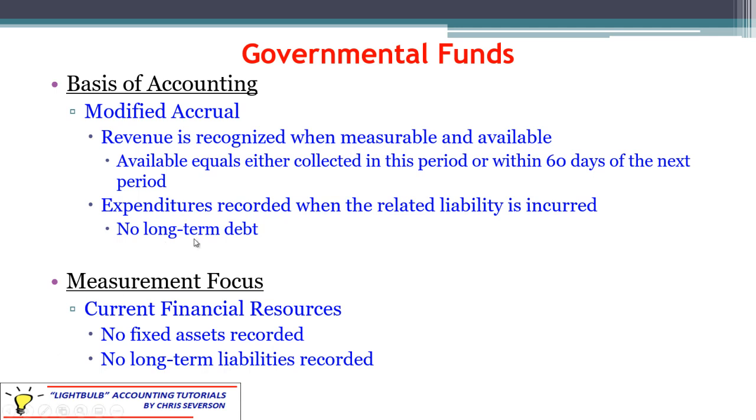Again, though, we don't report long-term debt, and as we'll see below, we also don't report long-term assets, because the measurement focus, in other words, what we're concerned with measuring for governmental funds, is current financial resources. In other words, what do we have? What assets do we have that can be spent to pay something off or buy something? Obviously, a fixed asset, you can't really spend it. A long-term investment, you can't really spend it. It's tied up. The money is tied up. You can't use it to pay off something this year. So we don't report the fixed assets. We also don't report the long-term liabilities.